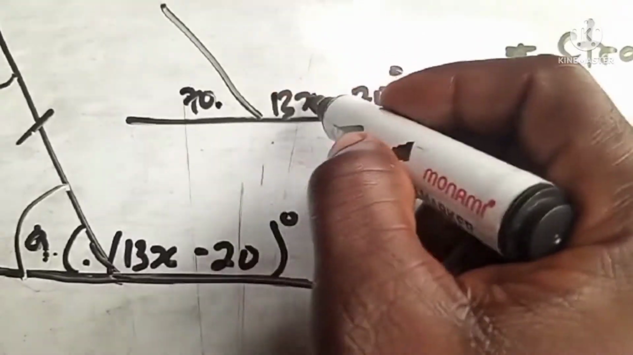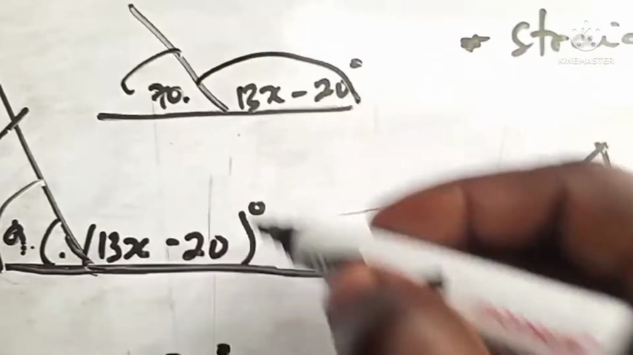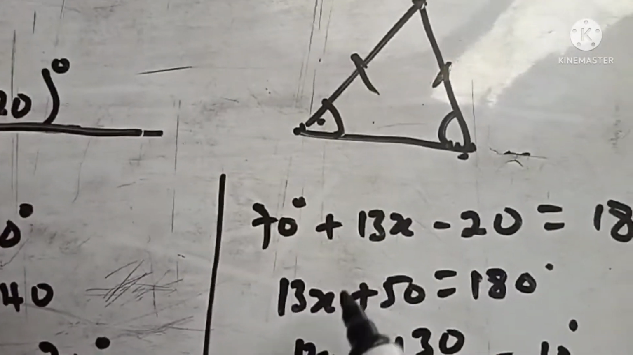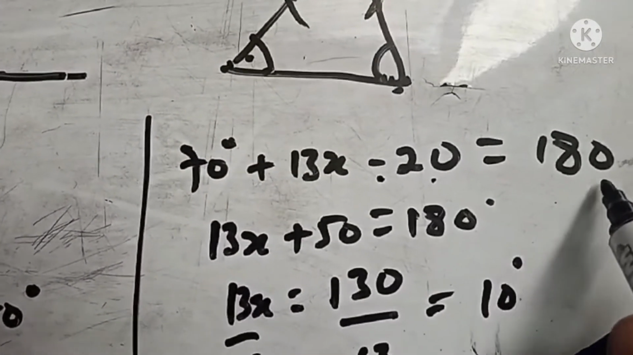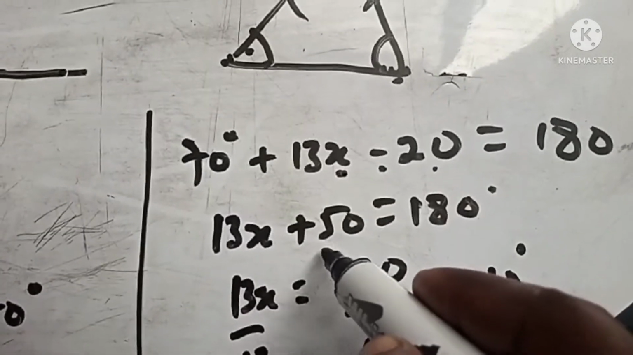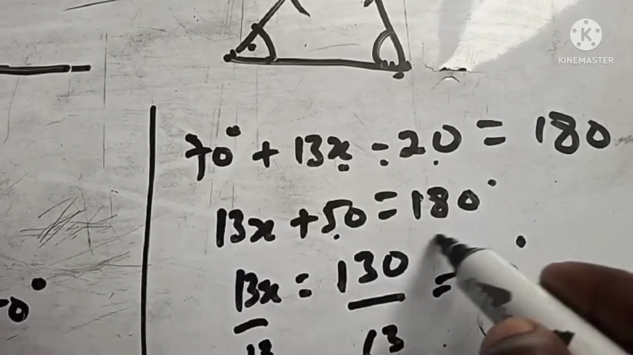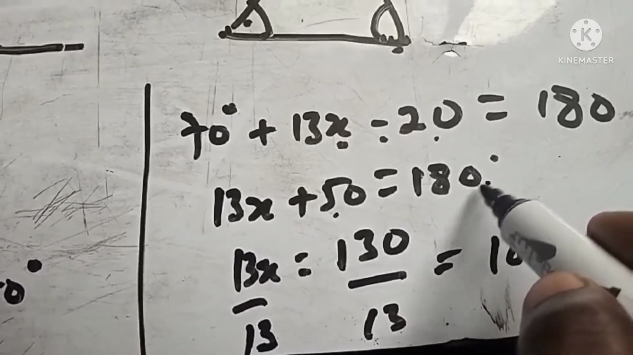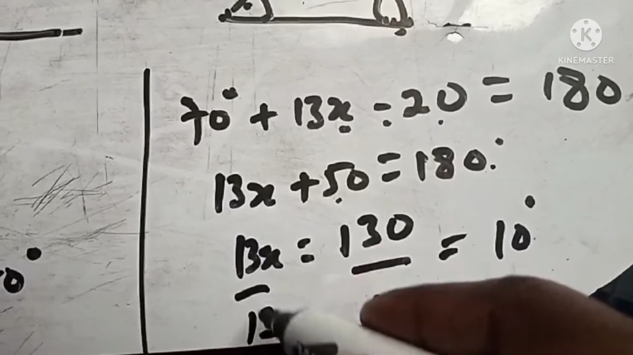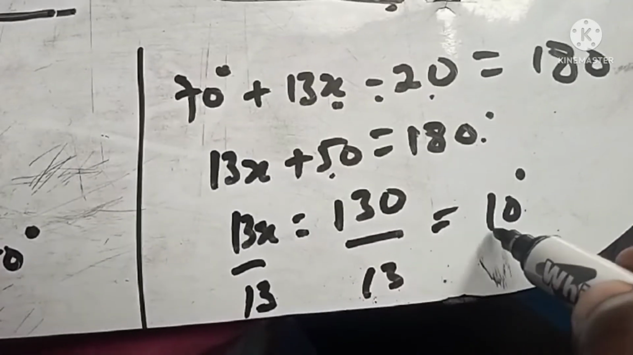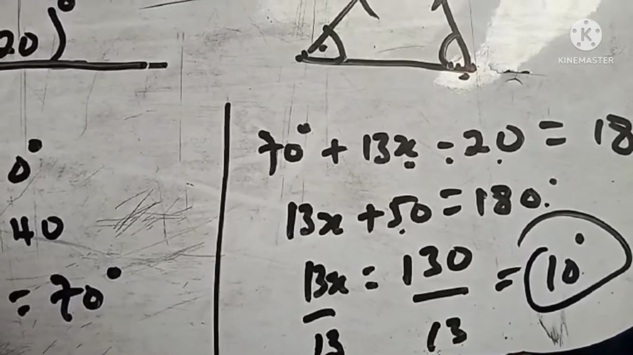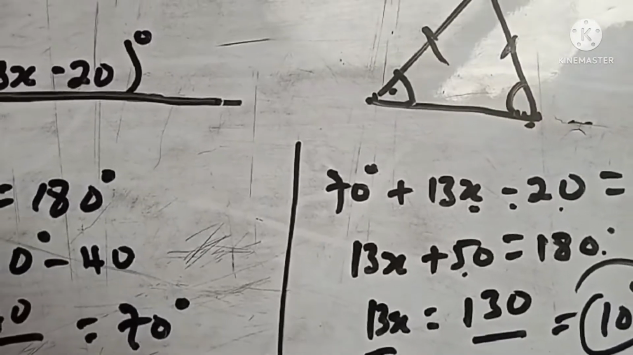If I add this and everything that is here, I must get 180, right? So that is 70 plus 13s minus 20 is equal to 180. Remember we are looking for this value here, so you subtract this guy. This gives me 50, and then you subtract 50 from both sides, right? So you are going to have 13s equal to 130. Divide both sides by 13. The value of s is 10 degrees here, right? So this is how simply you'll be using some of the definitions in plane geometry.